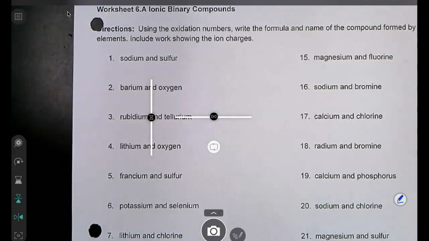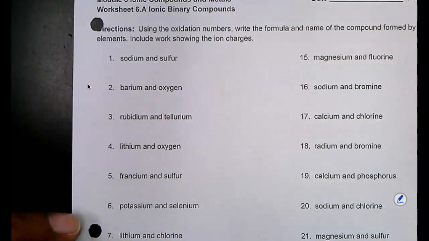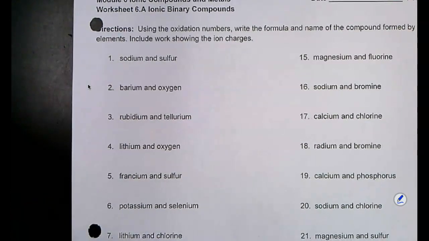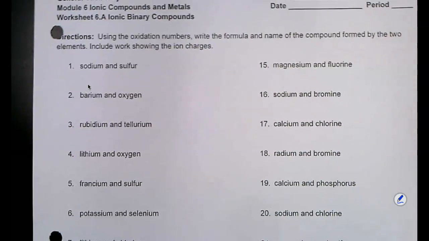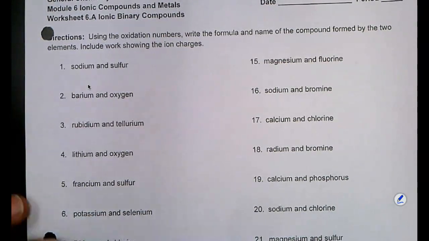So do not do any less work than I am showing you on this worksheet. Otherwise, you will not receive full credit. So here I've got sodium and sulfur, okay? The directions say, using the oxidation numbers, that's the charges, write the formula and name of the compound formed by the elements, include work showing the charges.